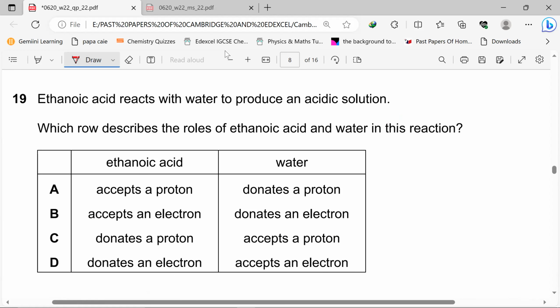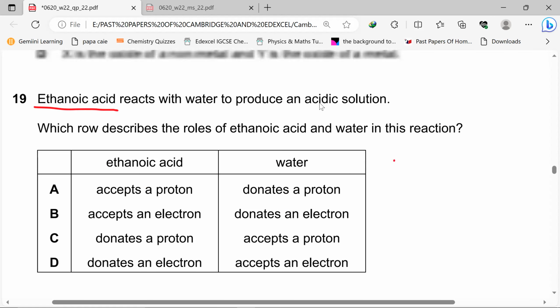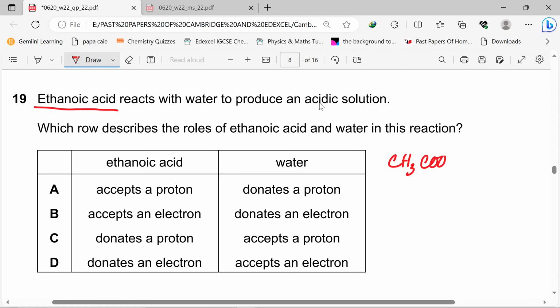Number 19, organic chemistry. Ethanoic acid reacts with water to produce an acidic solution. Which row describes the roles of ethanoic acid and water in this reaction? You know, ethanoic acid is vinegar. So if we write the reaction, CH3COOH plus H2O, if they react together, we know this hydrogen is the acidic hydrogen of ethanoic acid. We have 4 hydrogens in ethanoic acid, but only the carboxylic acid hydrogen is the acidic hydrogen.